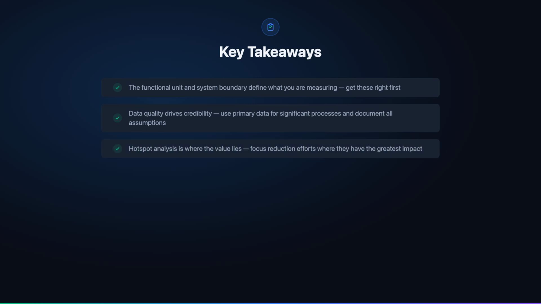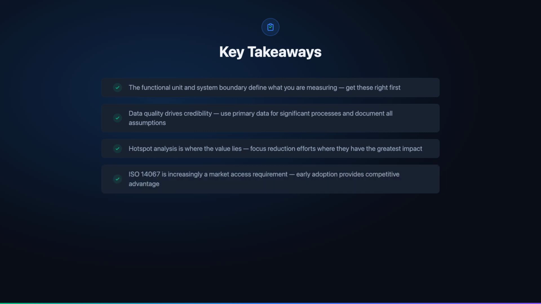Third, the real value of carbon footprinting is in the hotspot analysis. Identifying which life cycle stages and processes contribute the most emissions enables you to focus reduction efforts where they will have the greatest impact. This transforms carbon accounting from a reporting exercise into a strategic improvement tool.